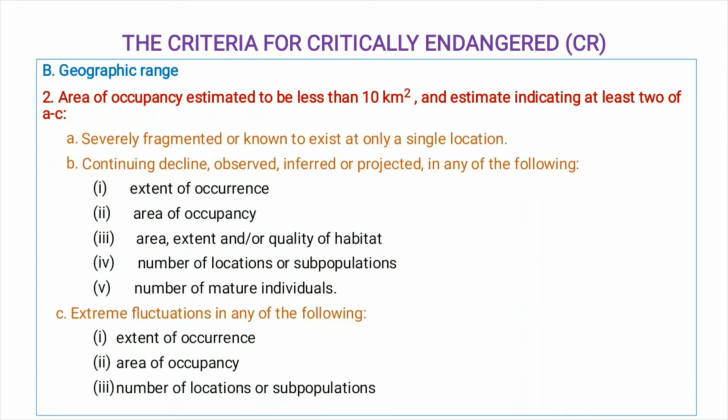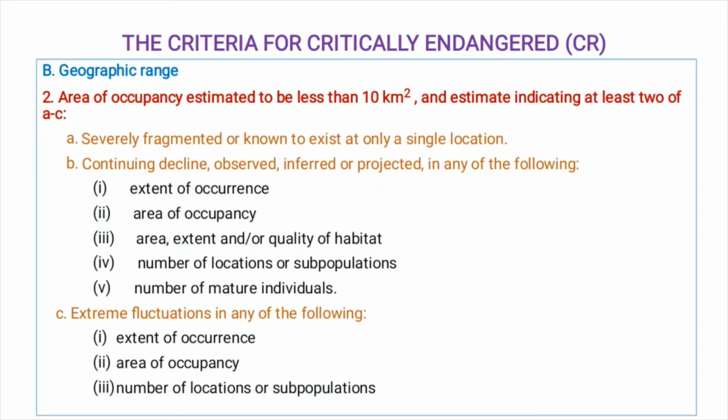If the area of occupancy of a species is estimated to be less than 10 square kilometers and two of the three below mentioned criteria are met, then the species is declared as critically endangered. Area of occupancy, as we have discussed, is the actual area in which the members of a species or taxon are present. The criteria include severely fragmented or known to exist in a single location. Severe fragmentation in the population has been observed.